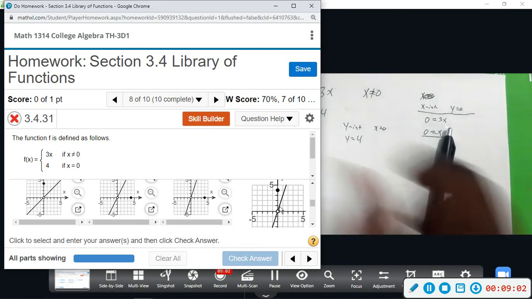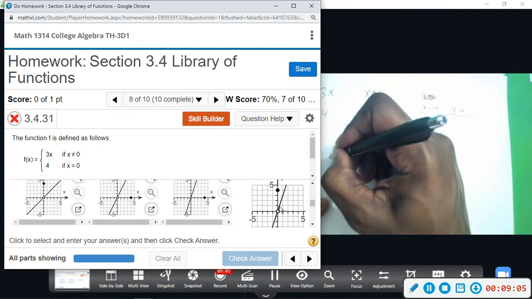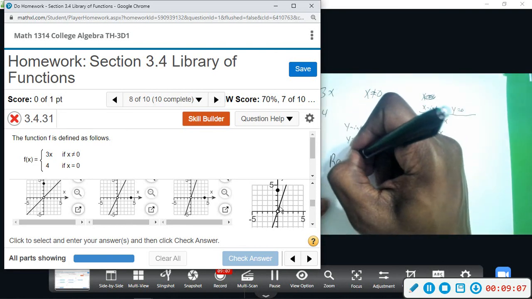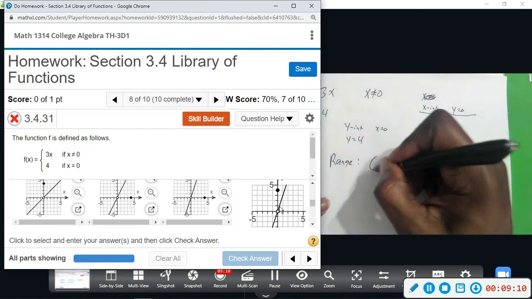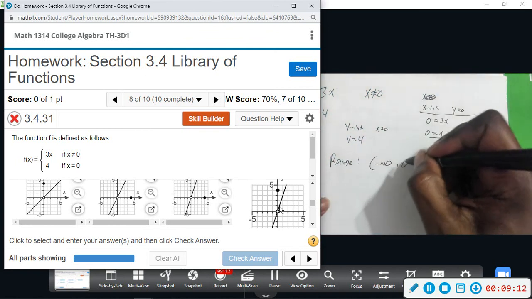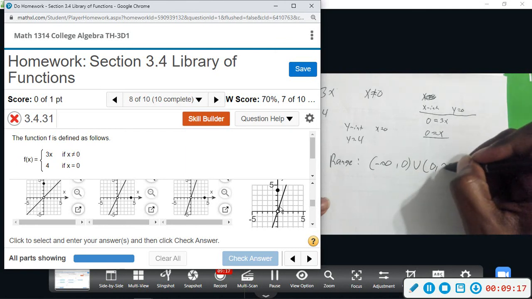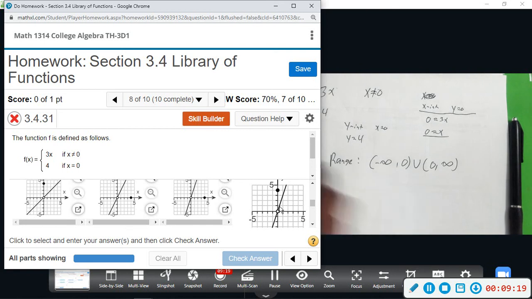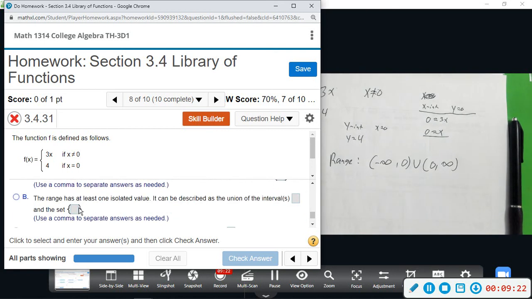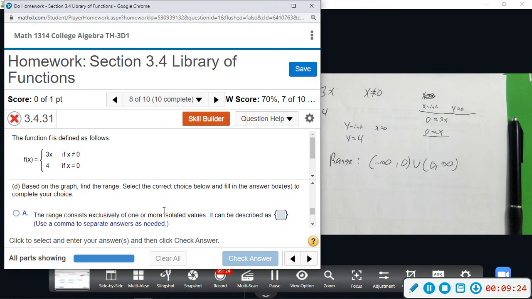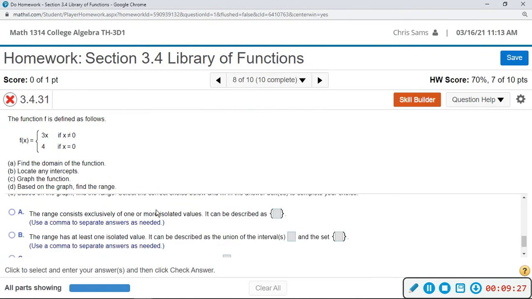So we have a split range. Your range will go from negative infinity to 0, and then union 0 to positive infinity, going from bottom to top. So that's what our range would look like from our graph. So there's different options that you can choose. This first one just says if you had to list, like if it was a scatter plot that was just dots, you would list them. Since it's a number line, we can't list every number to infinity.